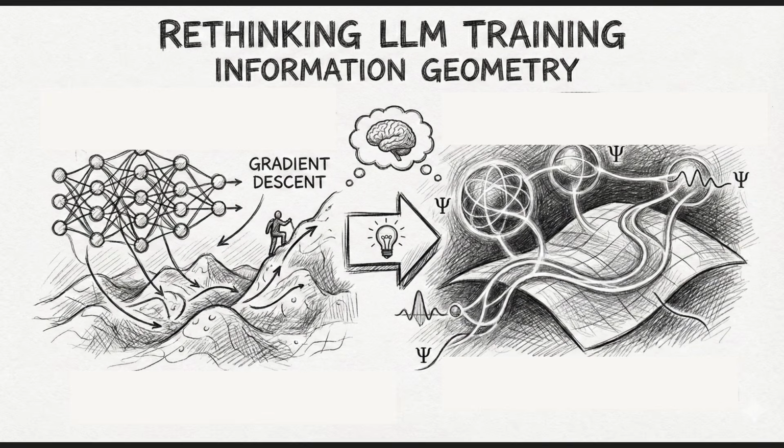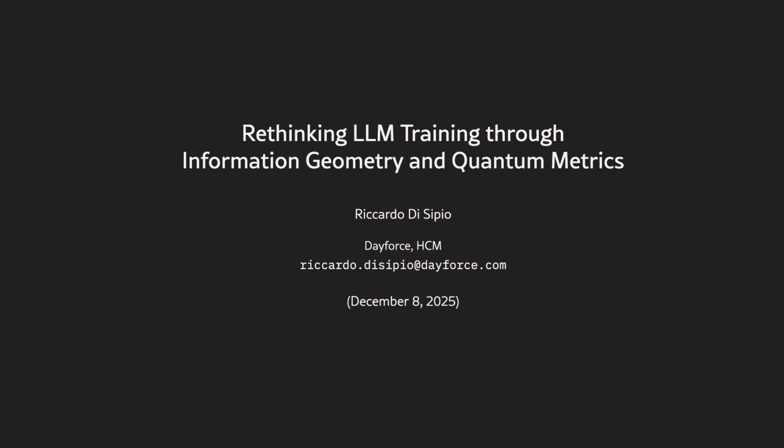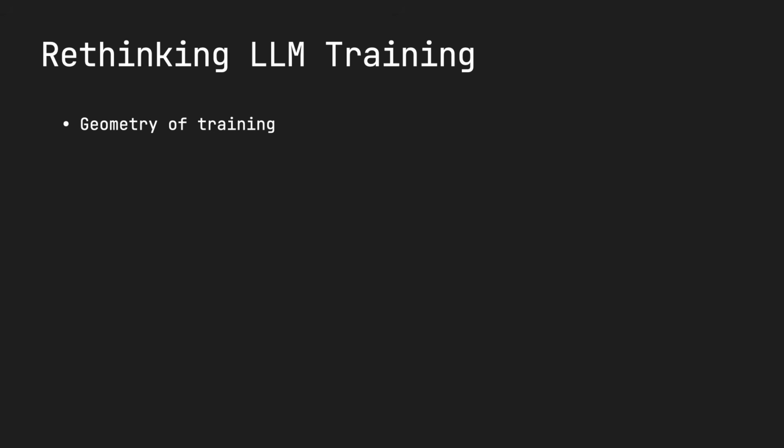In this video, we're going to explore LLM training. We're going to rethink how it works and the geometry of it. This video is based on a paper. This video is about this paper. We're going to look at in detail different pieces of it and look at what it's trying to explain or share. And it's called Rethinking LLM Through Information Geometry and Quantometrics.